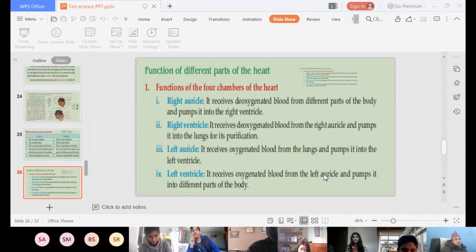For purification. For purification means the carbon dioxide is thrown out from there and oxygen is stored.